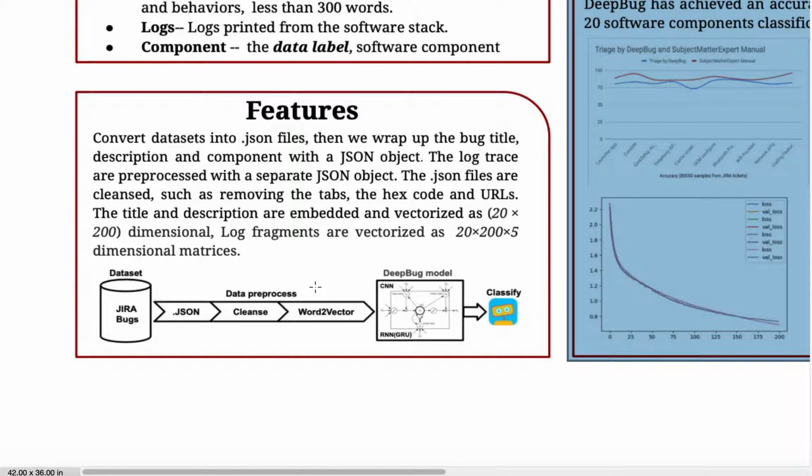So we can see that the title and the description are vectorized as 20 by 200 dimensional, and the log fragments are a 20 by 200 by 5 dimensional matrix.